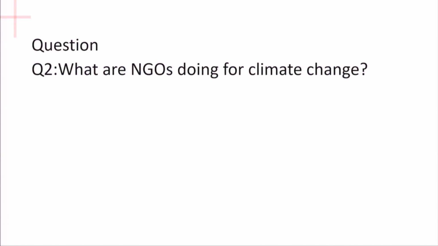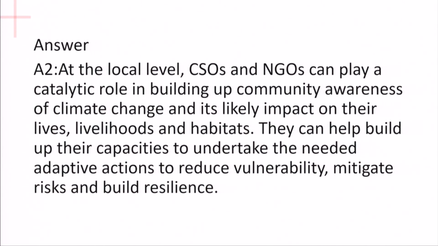Question 2. What are NGOs doing for climate change? At the local level, the CSOs and the NGOs can play a very catalytic role in building up the community awareness of climate change and its likely impact on their lives, their livelihoods, as well as their habitats. They can build up their capacities to undertake the needed adaptive actions to reduce the vulnerability. They can mitigate risks as well as build resilience.